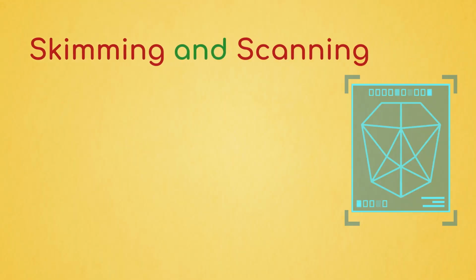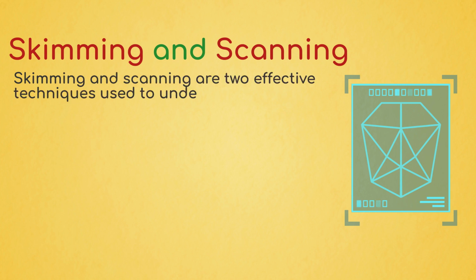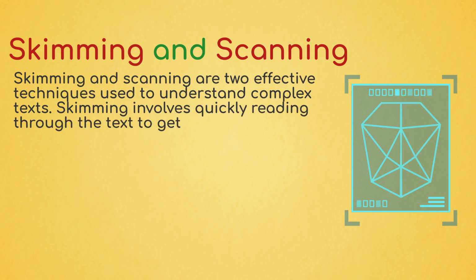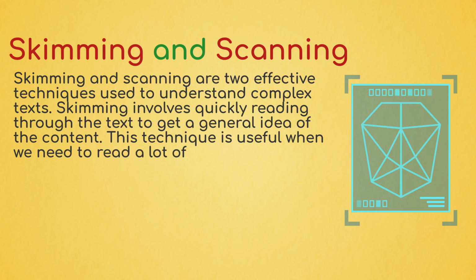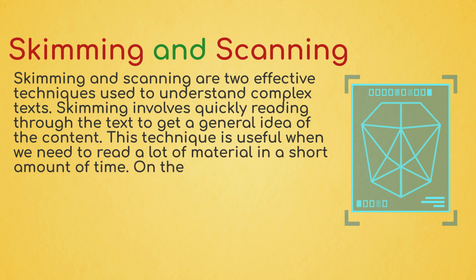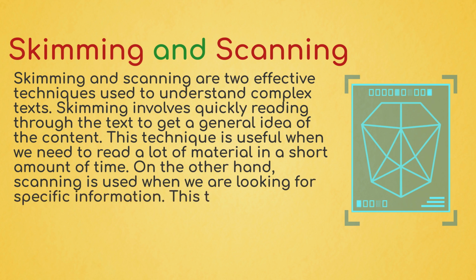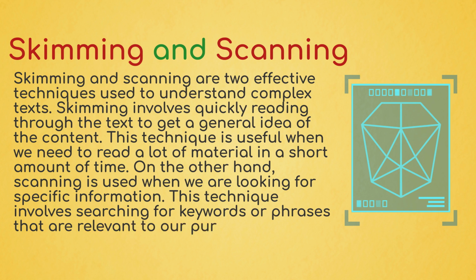Skimming and scanning are two effective techniques used to understand complex texts. Skimming involves quickly reading through the text to get a general idea of the content. This technique is useful when we need to read a lot of material in a short amount of time. On the other hand, scanning is used when we are looking for specific information. This technique involves searching for keywords or phrases that are relevant to our purpose.